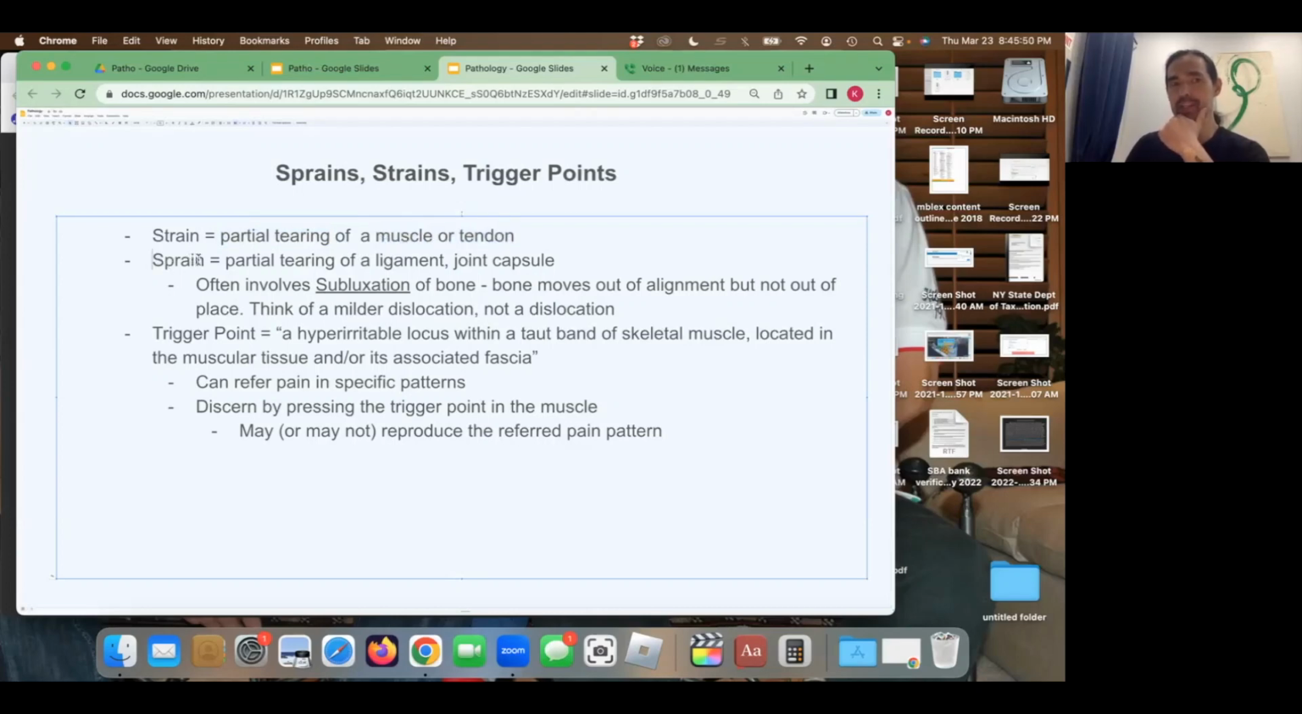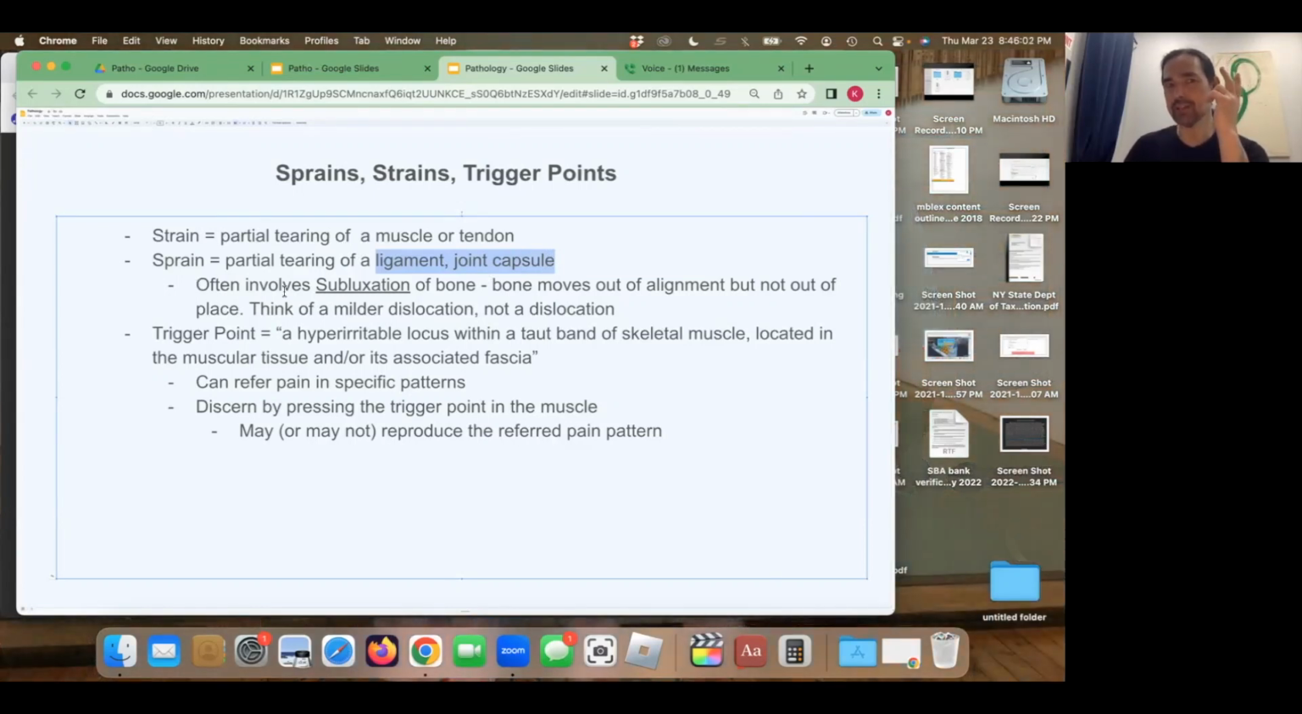Differentiate that from a sprain, and that's also partial tearing, but that's partial tearing of a ligament or a joint capsule. A ligament or a joint capsule. I think on the MBLEX, they associate subluxation with sprains, but as long as you understand what a subluxation is, you'll be fine. So sprains often involve subluxations or the subluxation of a bone or a joint. That's where a bone moves out of alignment, but not out of place. It's like a mild dislocation. We do it all the time.